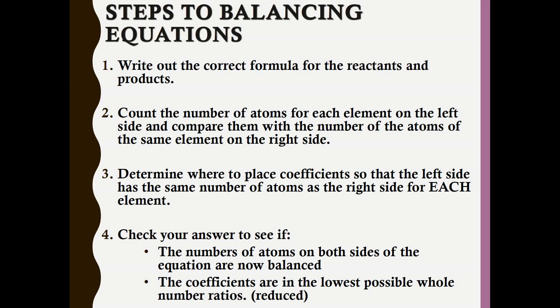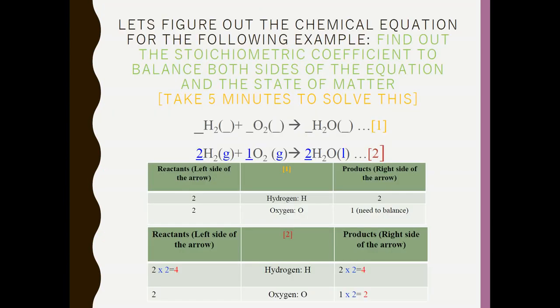Step number 3, determine where to place coefficients so that the left side has the same number of atoms as the right side for each element. Step number 4 is to check your answer to see if the number of atoms on both sides of the equation are now balanced and the coefficients are in the lowest possible whole number ratios, or you can say that it has to be reduced.